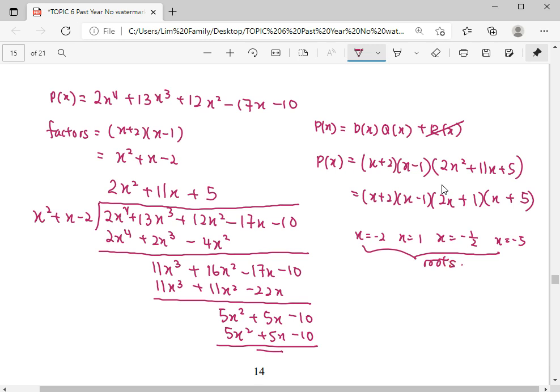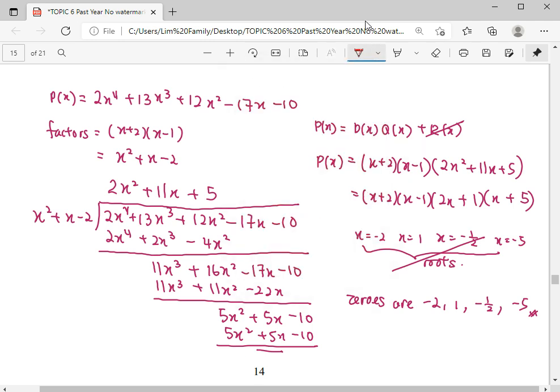They didn't ask us for roots, so don't do this. Okay, they want zeros only. Zeros only means we take this value only. So the zeros for this polynomial are negative 2, 1, negative half, negative 5. So writing without x, only then do we call it zero. If you write with x together, then it will be wrong because that is roots, that is not zeros.